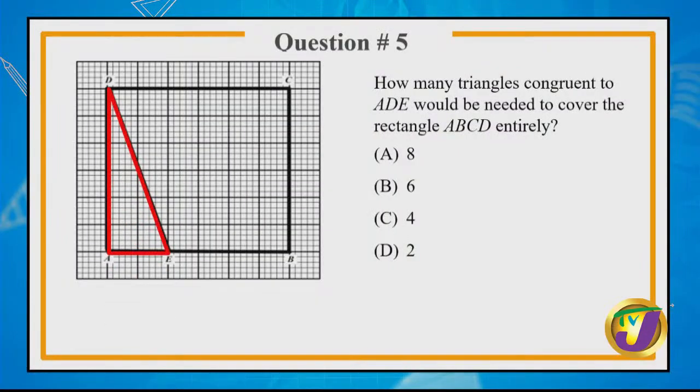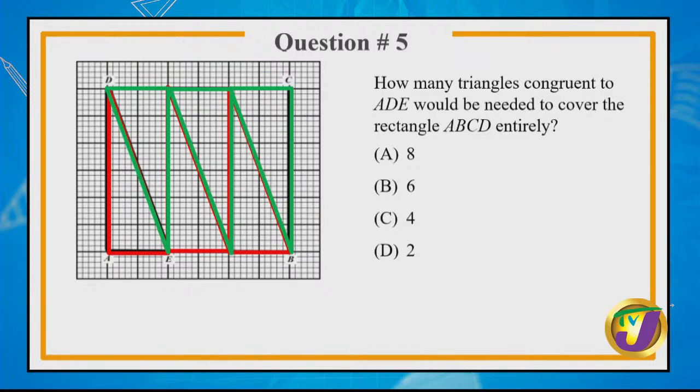Okay, so the first triangle there, representation, and of course, that is a congruent triangle. This is a third congruent triangle to the first, fourth, fifth, and the sixth. So when they say how many would be needed to totally cover rectangle ABCD entirely, I'm seeing 6 rectangles that are congruent to the first, ADE.